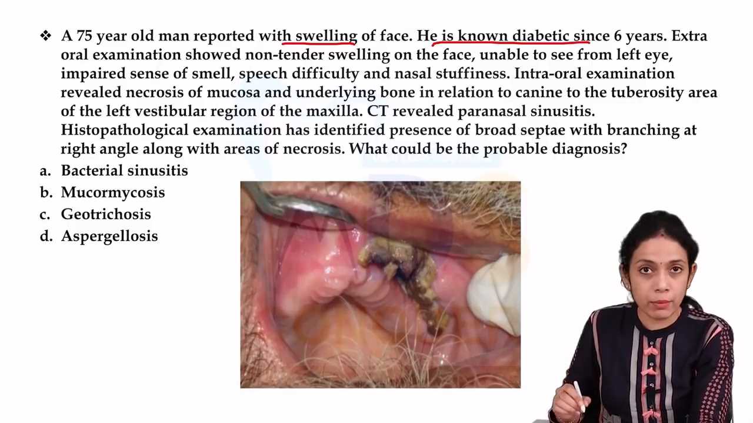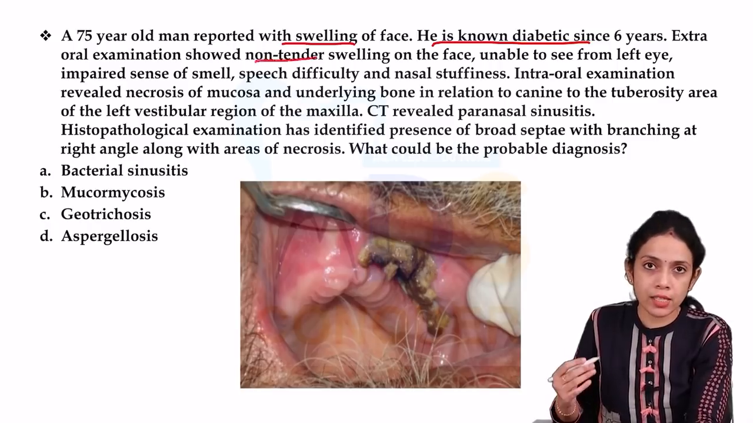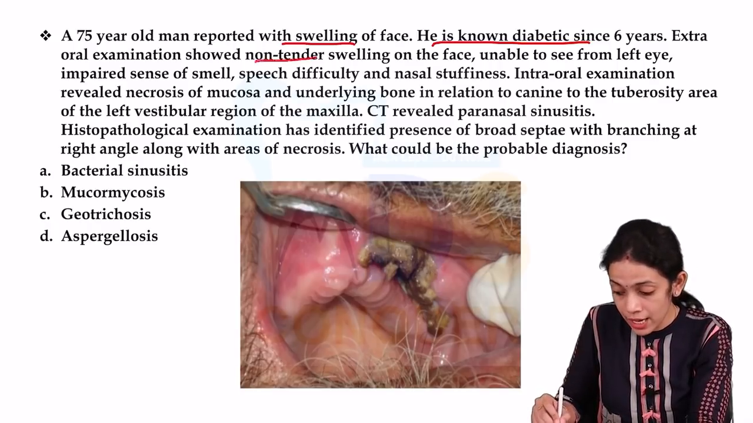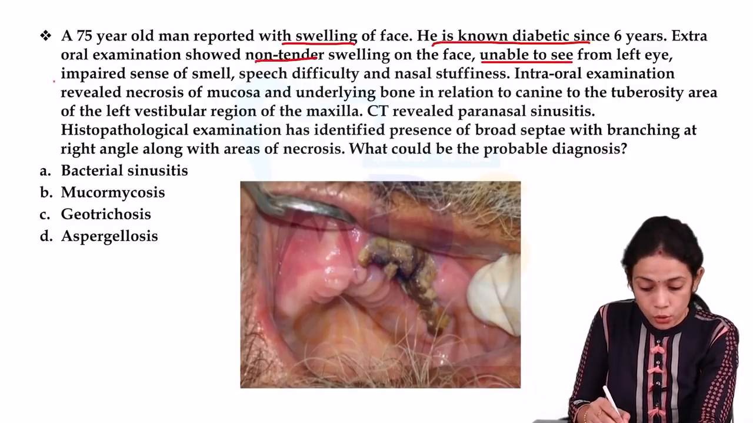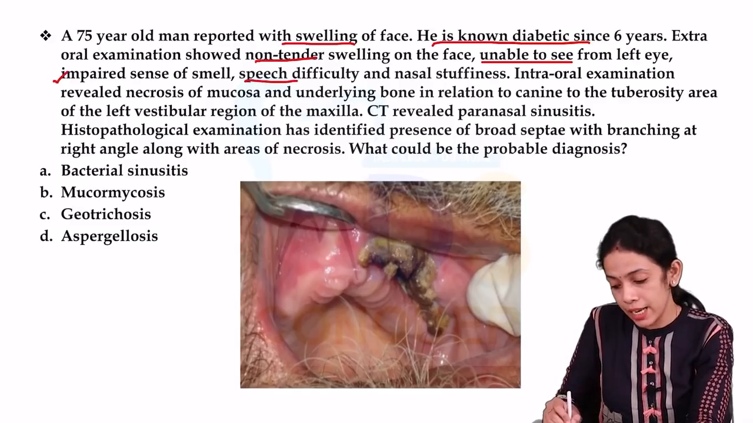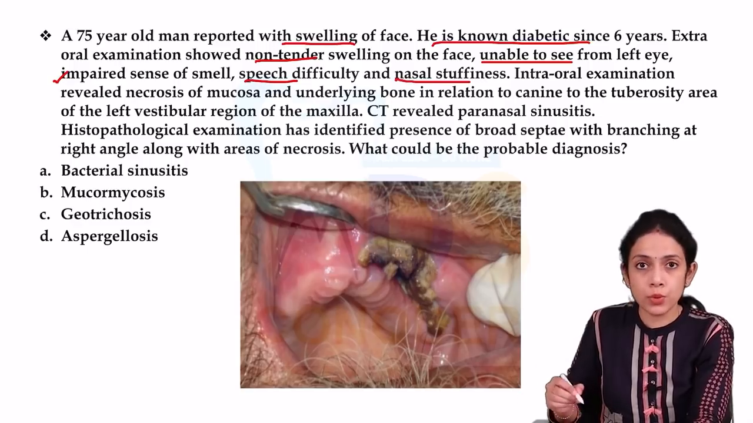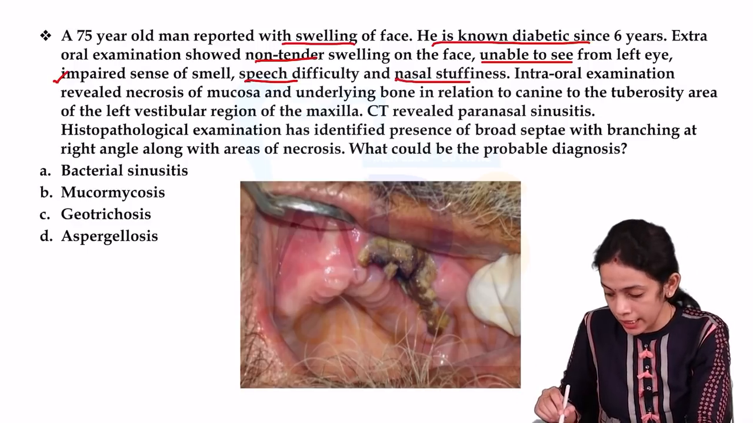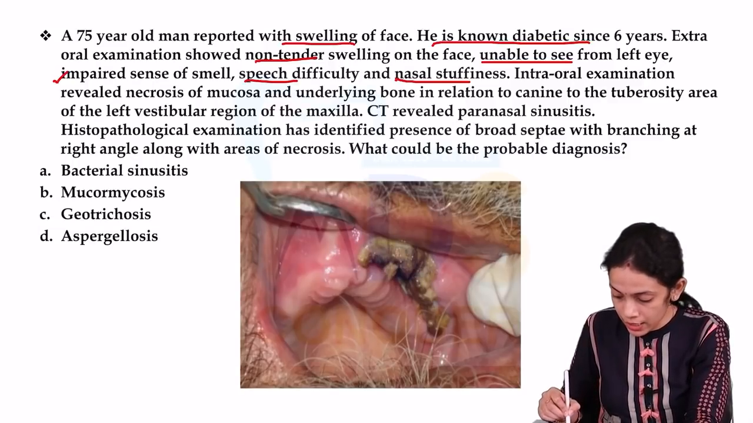Now the extraoral examination has shown a non-tender swelling of the face. So there is a non-tender swelling of the face, and the patient is unable to see from his left eye, and is also having impaired sense of smell. He is having speech difficulty as well as nasal stuffiness. So all these are the important features which were exhibited by the patient. So do underline them. Next, intraoral examination has revealed a necrosis of the mucosa and the underlying bone.